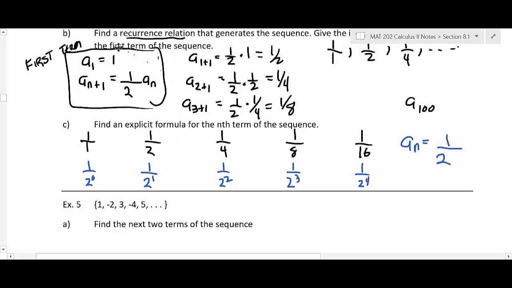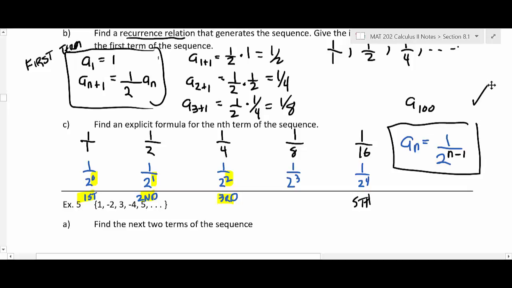Now, the thing you've got to be careful about is, this is the first term, this is the second term, this is the third term. So how does the exponent relate to the term that you're on? It's 1 less. So you don't say 2 to the n, what do you say? 2 to the n minus 1. Like that. They're different. So if you have your fifth term, you're going to do 1/2 to the 4. So this right here would be your explicit formula. It's powers of 2. Does that make sense to everybody?